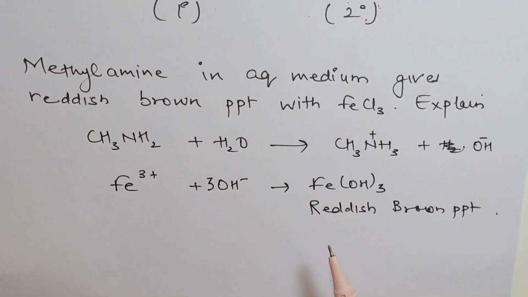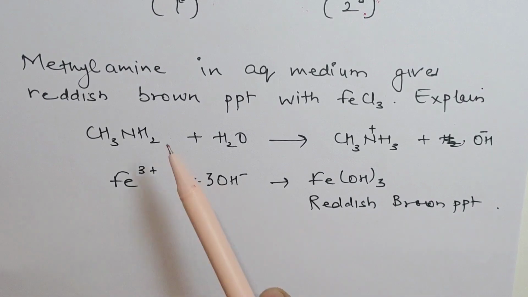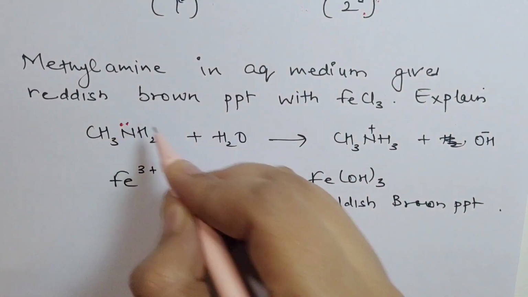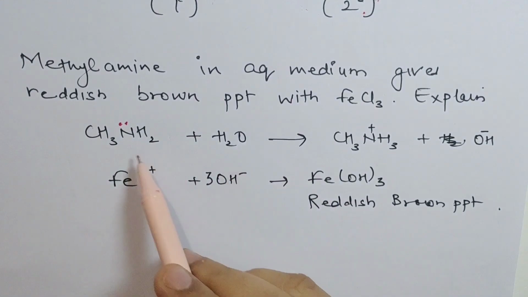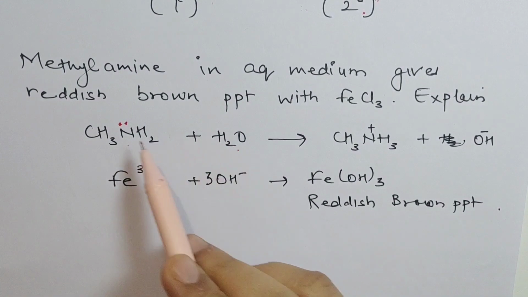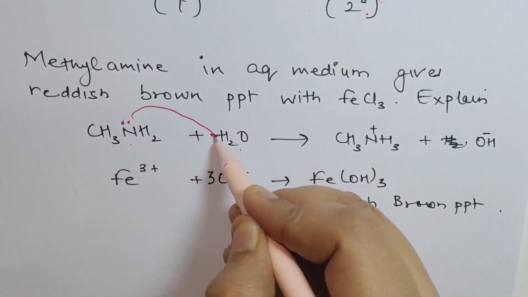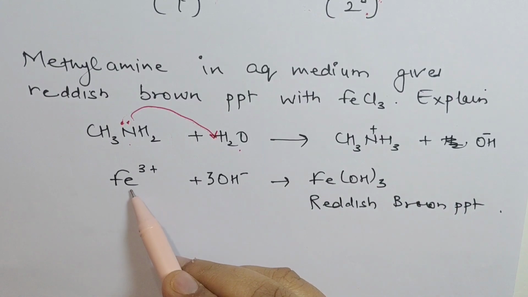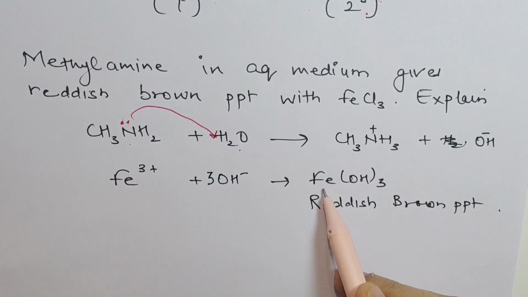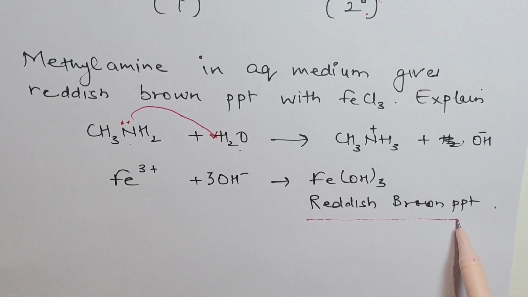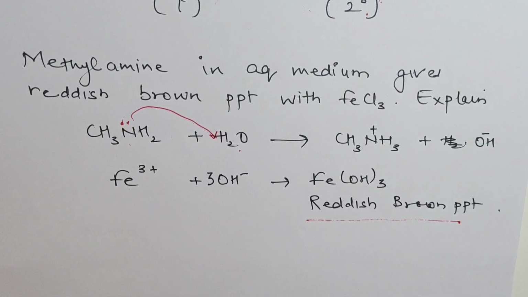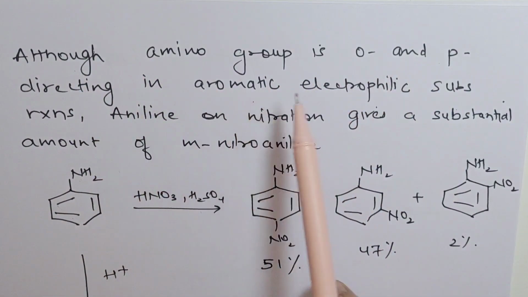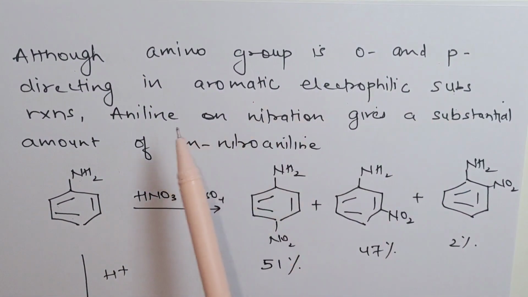Next question. Methylamine in aqueous medium gives reddish brown precipitate of ferric chloride. Why? So methylamine is a base. When combined with water, it acts as a base and water acts as an acid. So it grabs the proton from water and generates OH ions. Now these OH ions combine with the ferric ions in the solution and form ferric hydroxide, which forms the reddish brown precipitate.